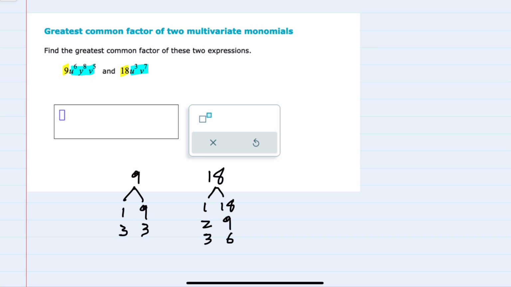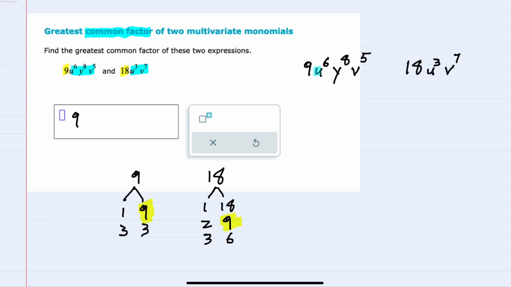By listing out all the factors of 9 and all the factors of 18, I can tell that the largest number they have in common is 9. So the coefficient portion of our greatest common factor is 9. And then moving to the variable portion, we're looking for common factors, so it has to be variables that they both share, that they have in common.